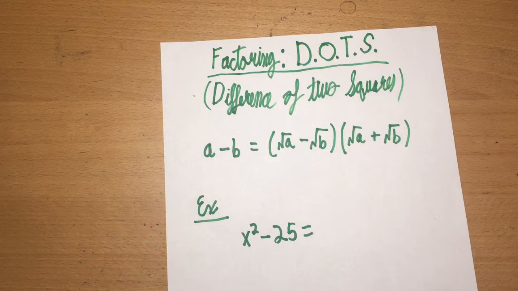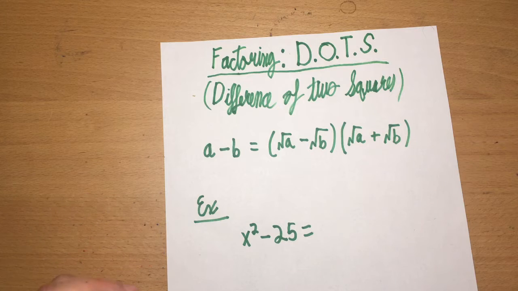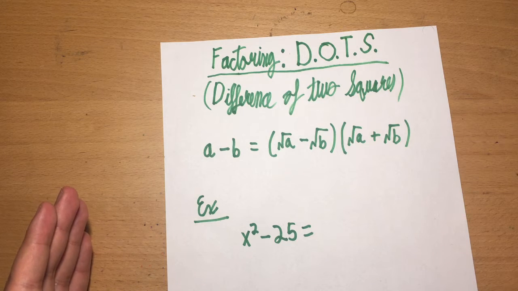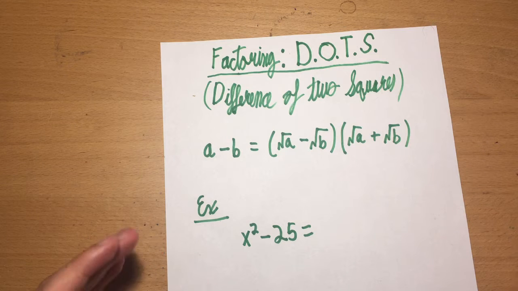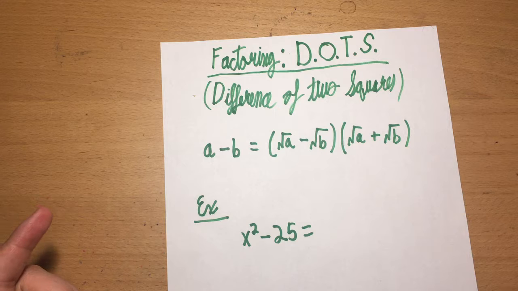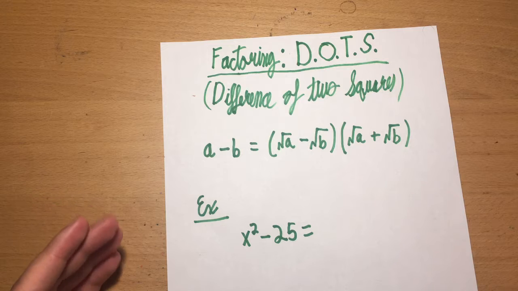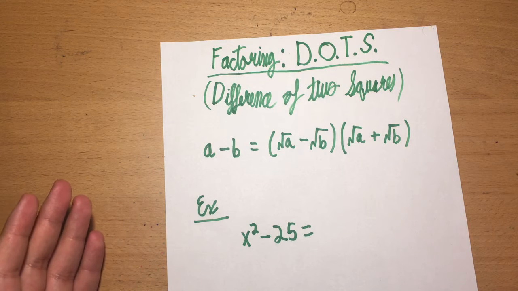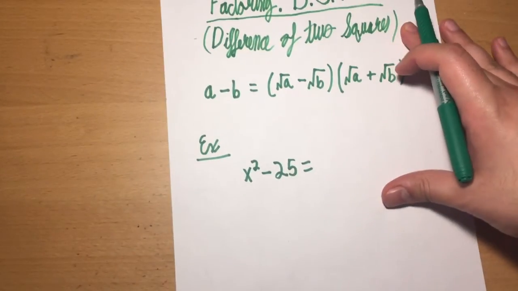Now, technically you can do this with any two numbers being subtracted, but it's only really useful when the two things you're doing are perfect squares. The prerequisite, what you're going to need to know before going into this video, is how to factor by the GCF method, greatest common factor method. And you should also know how to do square roots and square roots of variables. So let's first go through this example.